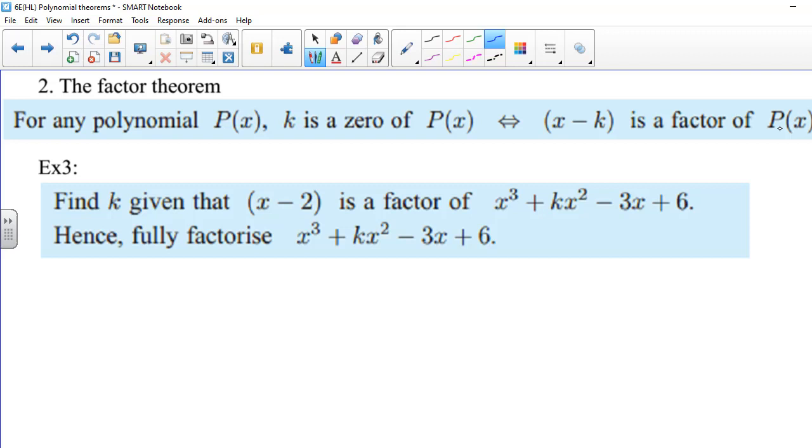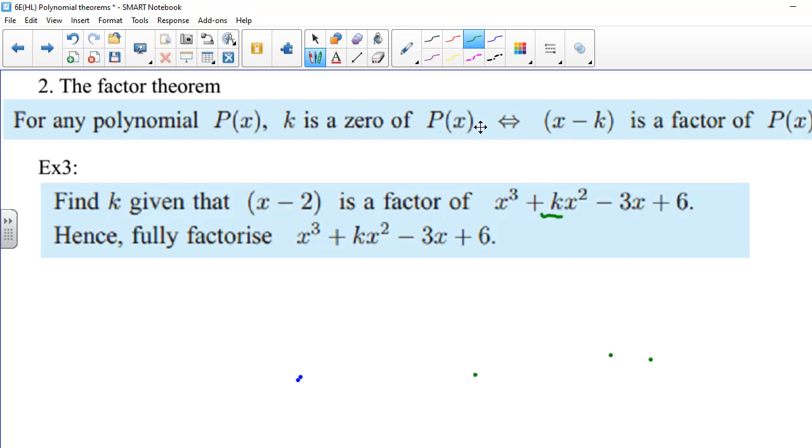Let's look at example 3. Find k given that x minus 2 is a factor of this polynomial function. Hence, fully factorize this polynomial function. We need to determine the k value before we can factor this cubic polynomial function. How can we determine the k value? We are given the condition that this linear binomial is a factor of this one.